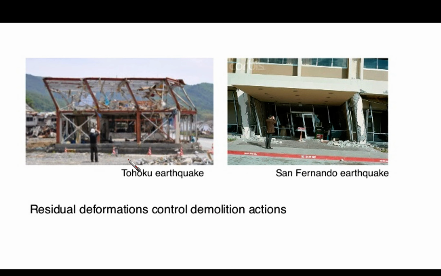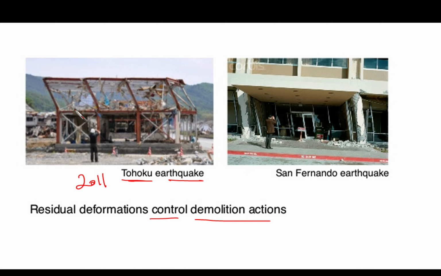Look at this, for example. This is what happened in one building, as you can see here. This is in the Tohoku earthquake in Japan, I think 2011. And this is the San Fernando earthquake in the United States in the 70s, I guess. So here the residual deformations control demolition actions.